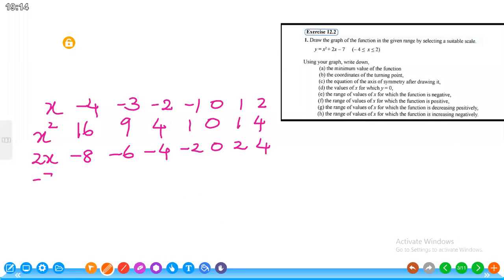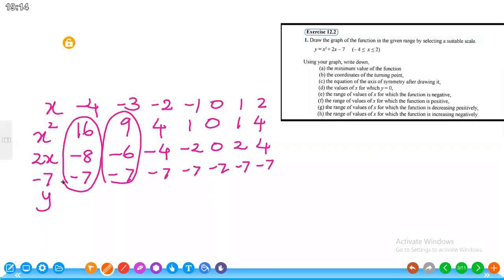Then add negative 7 to all values, right? Now you have to find the values of y by adding these three values. Here first consider positive 16 minus 8, minus 7, equals plus 1, right? Here positive 9 minus 6 minus 7 is negative 4. Here 0, so negative 7. Here 1 minus 2 minus 7 is negative 8. Here negative 7. And also here plus 3, negative 4.